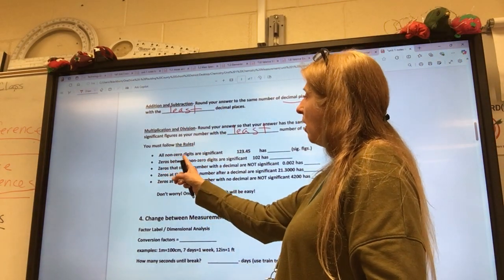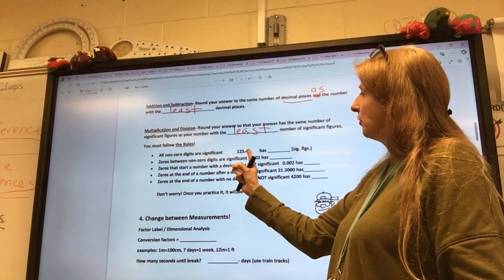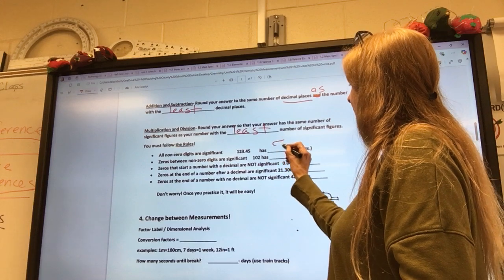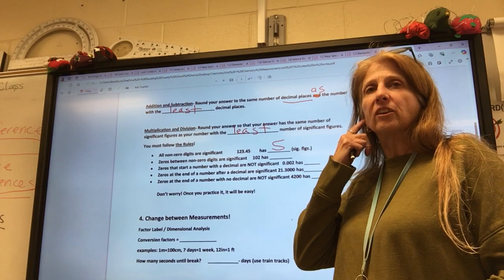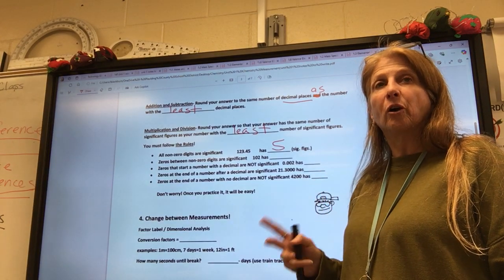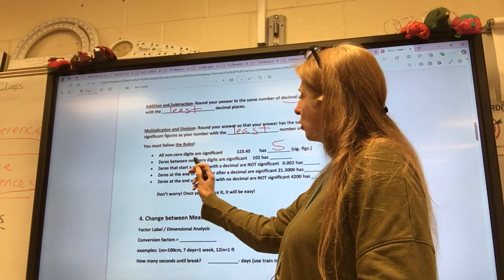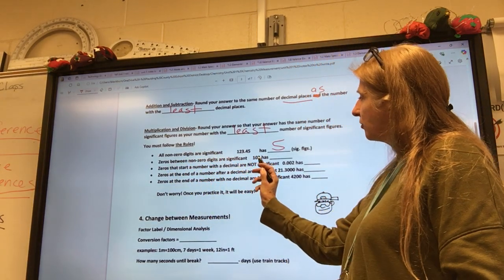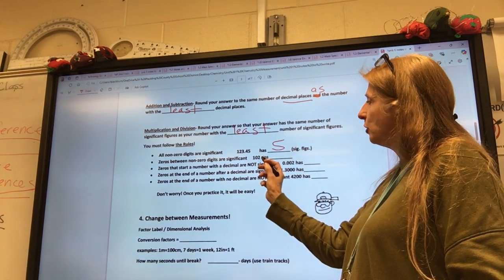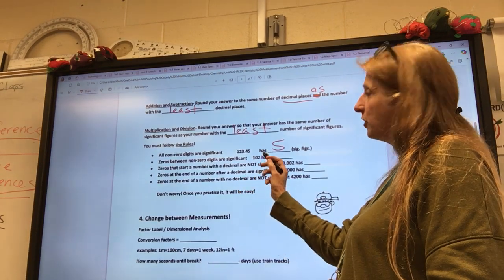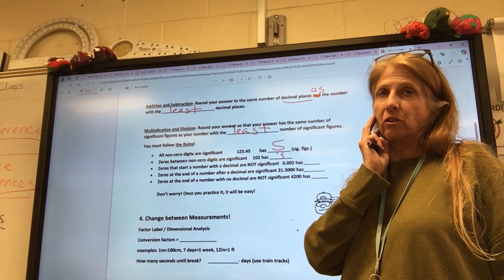Okay, all non-zero digits, 1, 2, 3, 4, 5, 6, 7, 8, 9, are significant. So 1, 2, 3, 0.45 has 5 significant figures. If it's not a zero, it counts. So the thing that you really have to figure out is, does a zero count or not? And it depends. The next rule says zeros that are between non-zeros are significant. So see how that 0 is between 1 and 2, and 1 and 2 are not zeros? That means zeros in the middle count. That 0 counts as being measured or significant. So it has 3 significant figures.